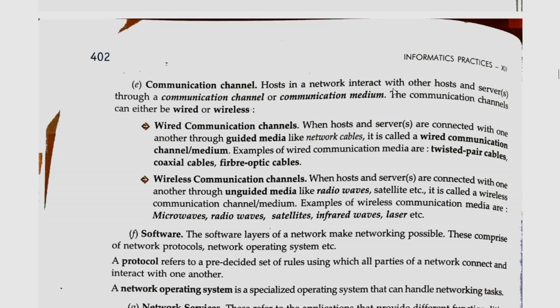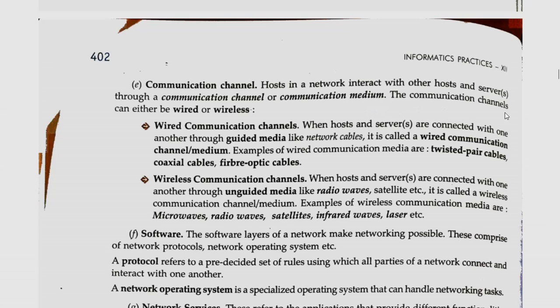If they are going to interact, there should be a channel between them so that they can exchange their information. So this communication channel, or communication medium, is an integral part of a computer network, because if there is no communication channel between them, the exchange of information cannot happen. There should be a medium through which the information is going.